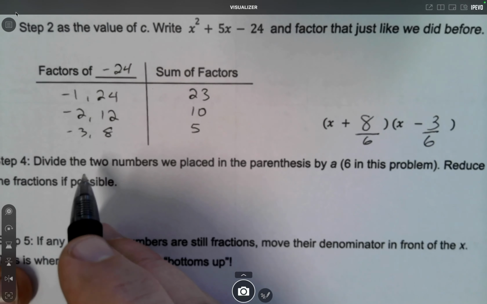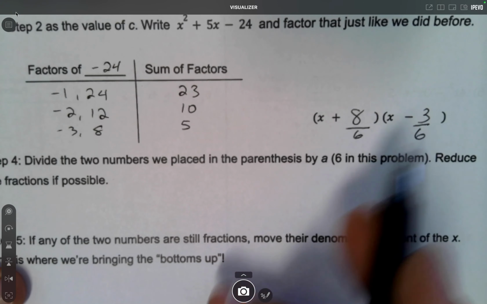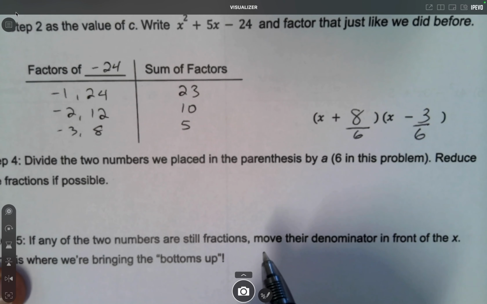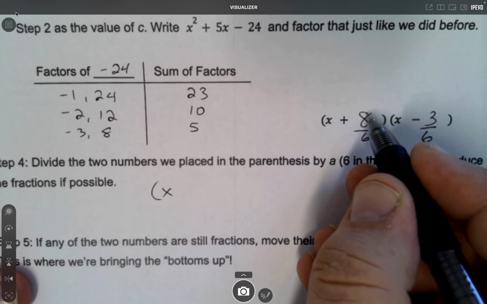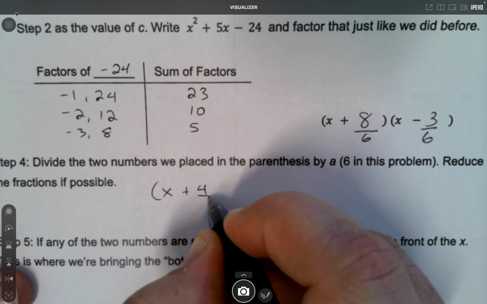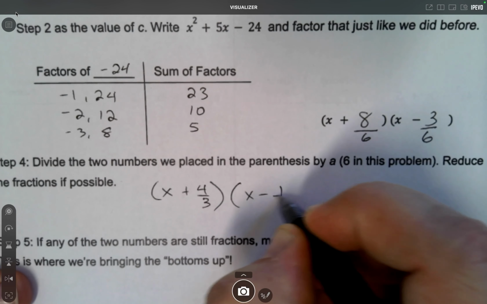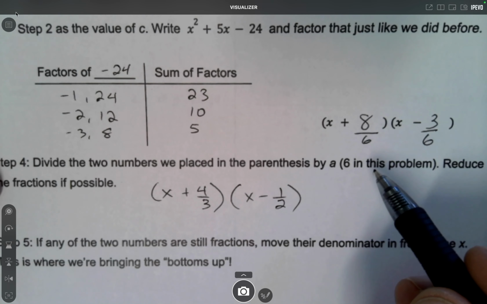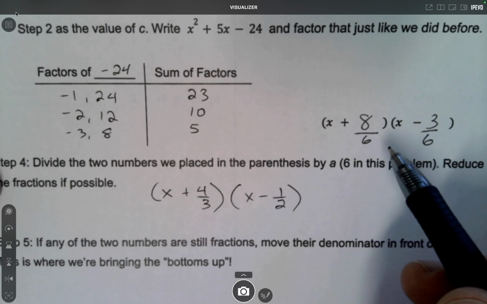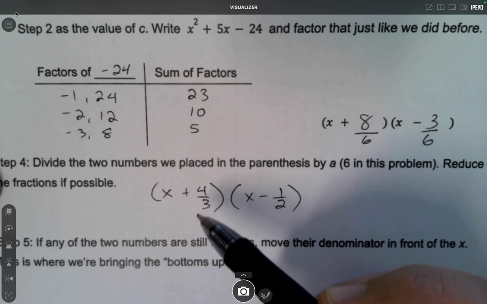So this is the next step that's talked about here. Divide the two numbers we put in parentheses, 8 and 3, by 6. We need to reduce the fractions if possible. So 8 over 6 reduces to 4 over 3. 3 over 6 reduces to 1/2. Now sometimes when you reduce, it'll come out to a whole number. Like if it had been 8 divided by 2, we would have just gotten 4. We'd be done with that part.